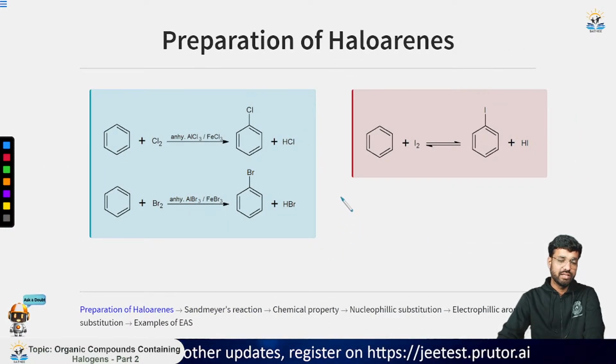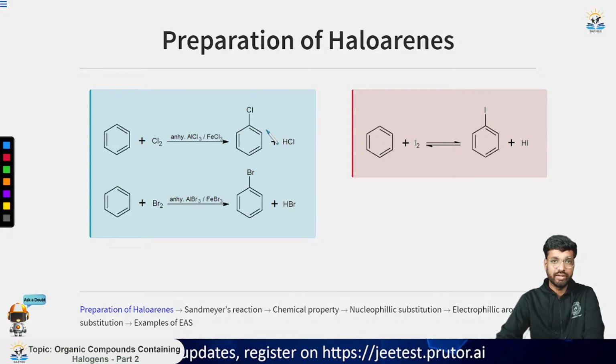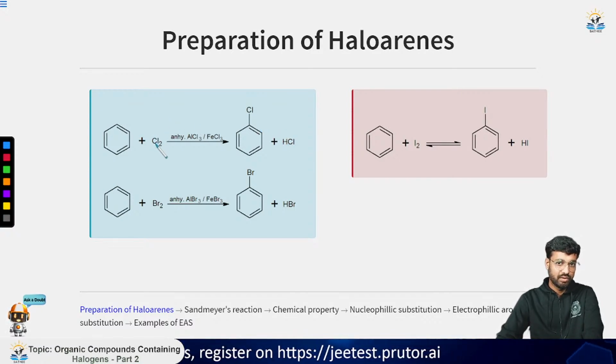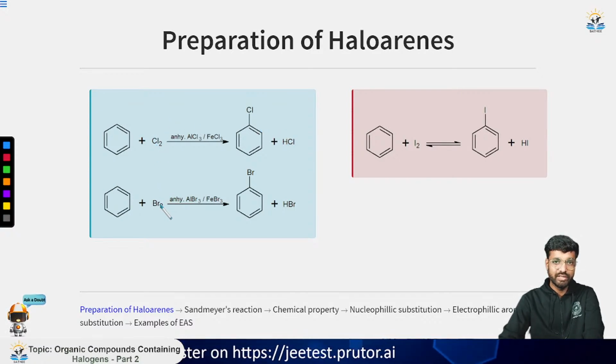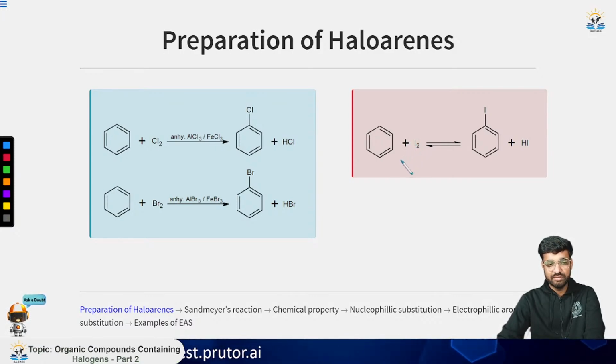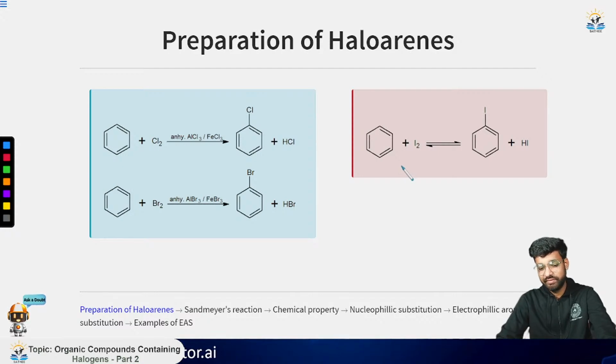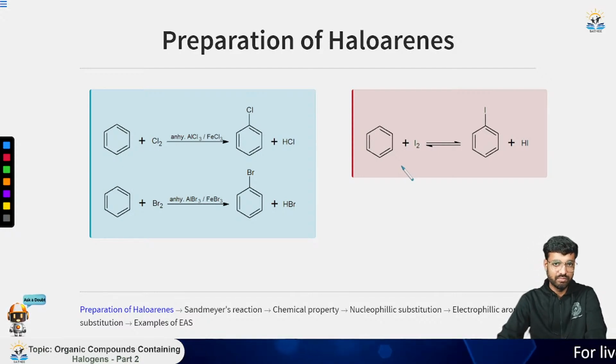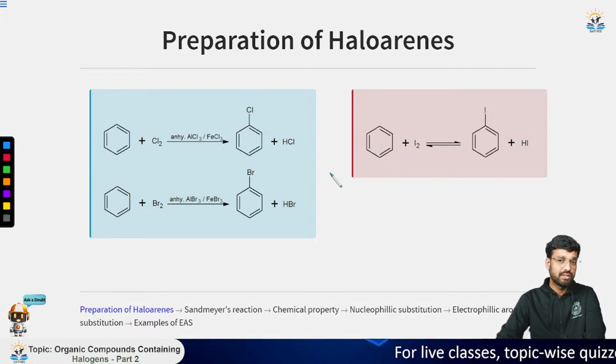This is the very basic method used in the preparation of haloarenes. We can do chlorination, bromination, and iodination. But we cannot do fluorination because the F-F bond is much stronger, and it is not a good Lewis acid either. So we will see how this reaction goes.